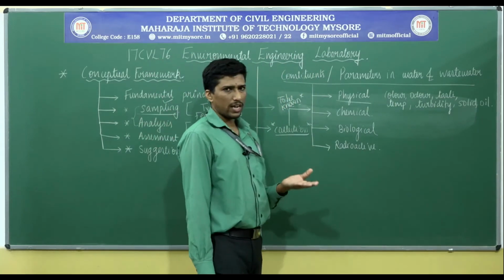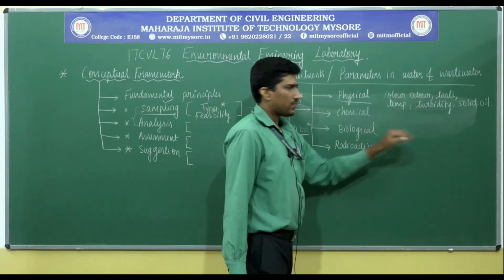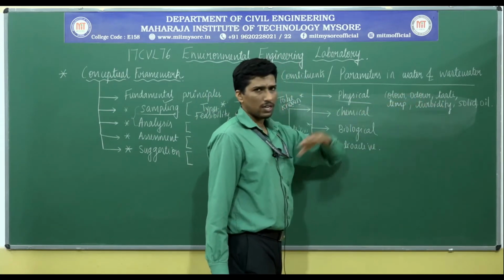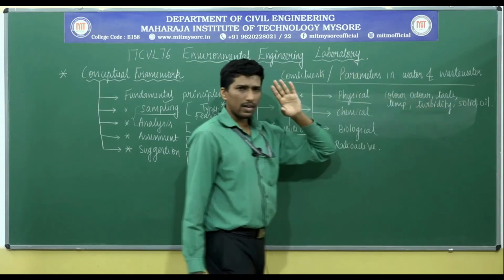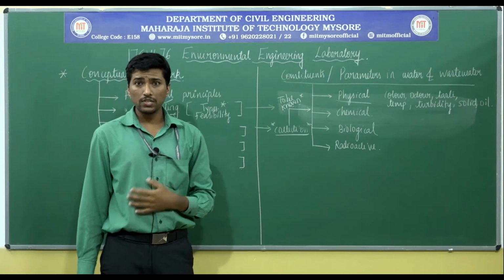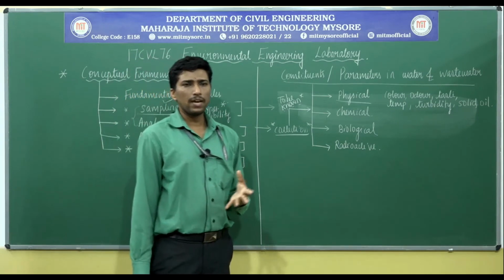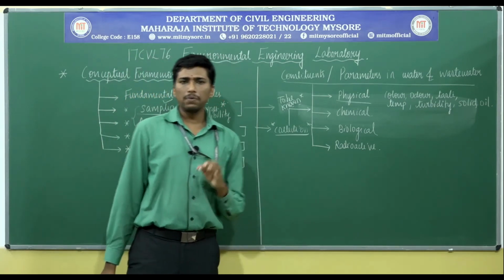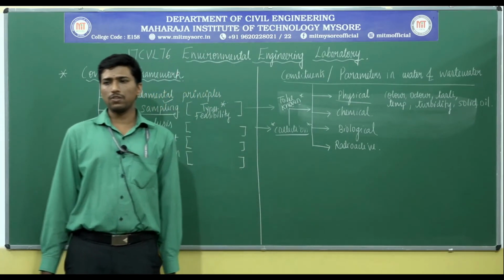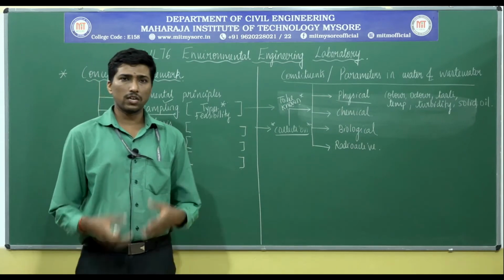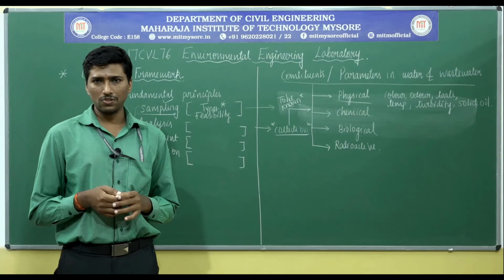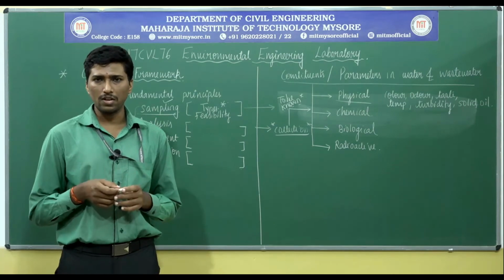Color has to be colorless, odorless, tasteless, temperature should be in the normal range, turbidity has to be minimal, solid content has to be minimal. That is for the water. What about in the case of wastewater? Wastewater mainly contains 99% water and the remaining 1% solids. To remove that 1% of solids, we need to undertake a huge number of tasks, because water is a universal solvent, it dissolves each and every impurity.